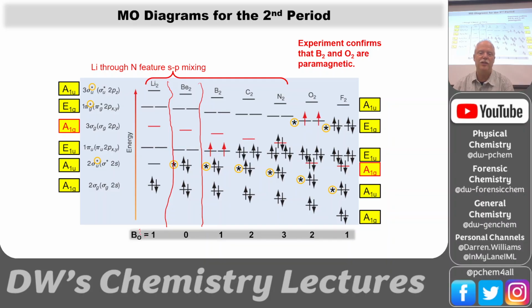Okay, but then we get to beryllium. This should predict that beryllium doesn't exist. So diberyllium should not exist because it has a bond order of 0.